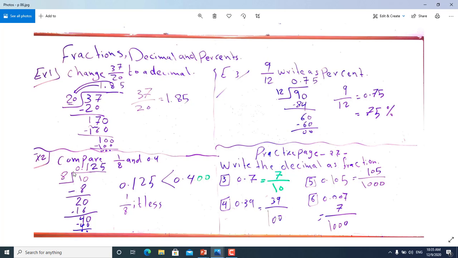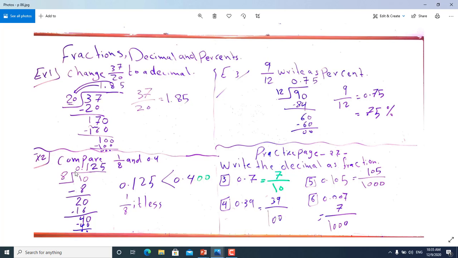From example 2, compare 1 over 8 and 0.4. So one is a fraction and one is a decimal number. We can make this fraction a decimal number. We will divide 1 by 8. That means the numerator will be divided by the denominator. So we have 1 divided by 8.